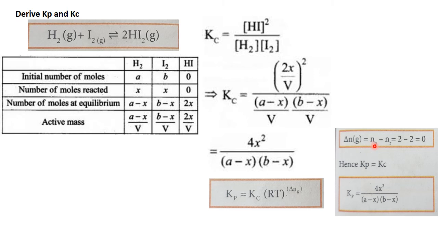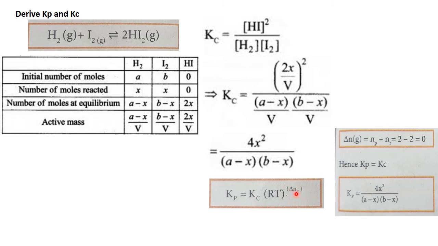How to calculate delta Ng? Number of moles of product minus number of moles of reactant. In this equation, what is the number of moles of product? 2. 2 minus how many moles of reactant? 1 mole of H2 and 1 mole of I2, so 2. So 2 minus 2 is 0. So here you have to substitute 0.